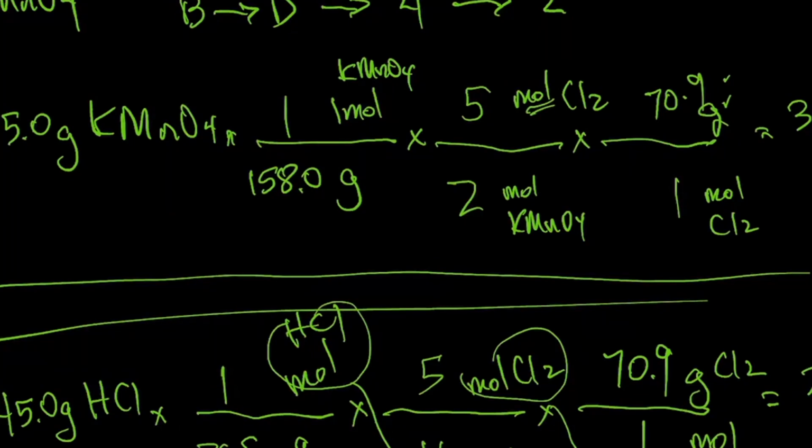If you guys have your computer, take a screenshot of this so that you see how it's set up. Again, you can see that the first conversion factor is the molar mass of KMnO4 or HCl. The second is the balanced equation that relates HCl to chlorine or KMnO4 to chlorine, and then the last is going to be the same because you're ending up with chlorine.